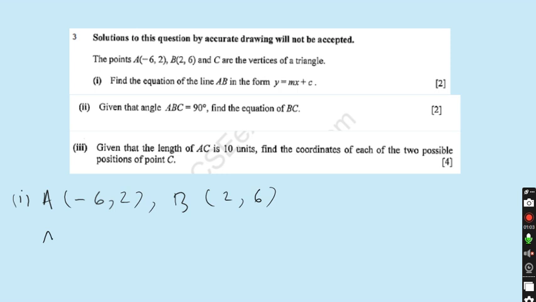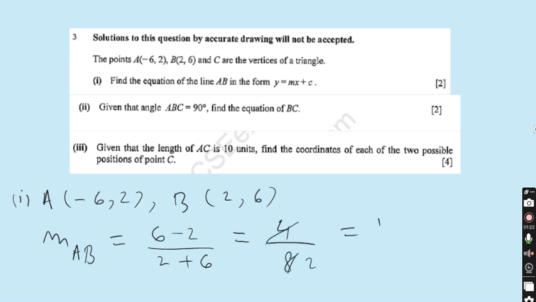First we have to find the gradient of AB. M stands for gradient, so m = (y2 - y1) / (x2 - x1). 6 minus 2 is 4, 2 plus 6 is 8, so 4 over 8 is 1 upon 2. Now write the equation of the line.